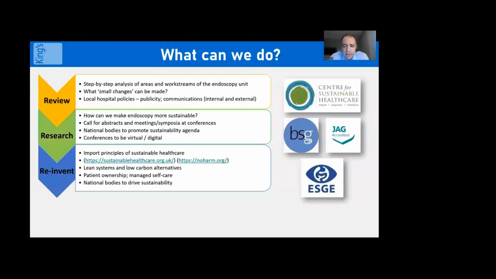We're also seeing that the national societies and international societies are taking note, and this is part of the presentation that I'm giving today. At grassroots and at ground level, we are reviewing what we do. We can make small changes in our own endoscopy units. There are researchers across the world, as I mentioned today, generating data that we need to guide our steps in the sustainability path. And then, more importantly, we need to reinvent ourselves. We need to change how we operate and how we behave with a view to sustainability and climate change.